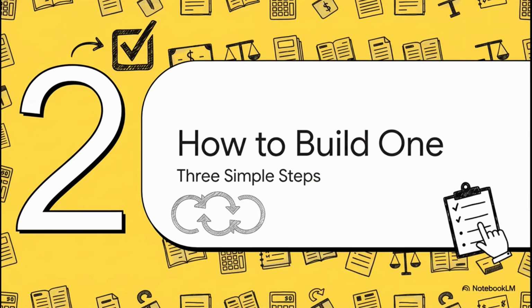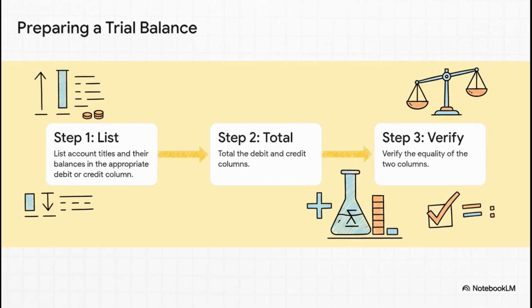Okay, so that sounds good in theory, but how do you actually build one of these things? Well, it's actually way simpler than you might think. It really just breaks down into a few easy steps. And I mean, it really is as straightforward as it looks on screen. First, you just list out every single account and its final balance, sticking it in either the debit or credit column. Step 2, you add up each of those columns. And then step 3, the moment of truth. You check to see if those two totals actually match.